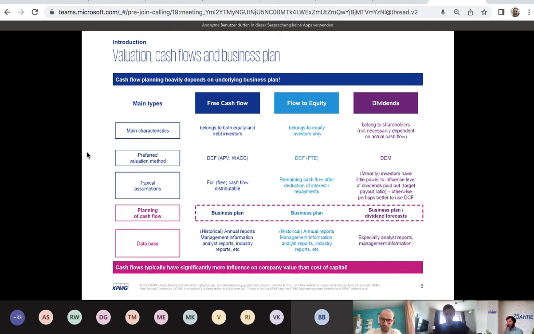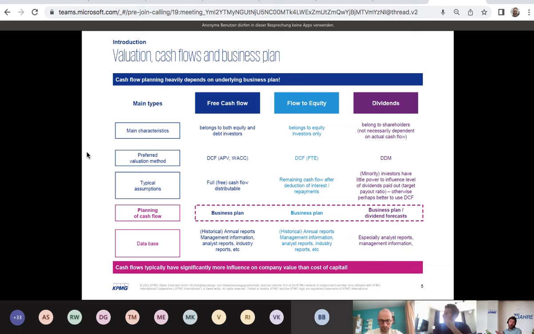It's also important to know which databases you could use to derive your business plan, for example. As you can see, for basically all of these different types of cash flows, you would require a business plan, or it's better if you have a business plan. That's also the focus of our session today, to look at what you would need to do, what steps are necessary to really derive a suitable business plan for valuation purposes.